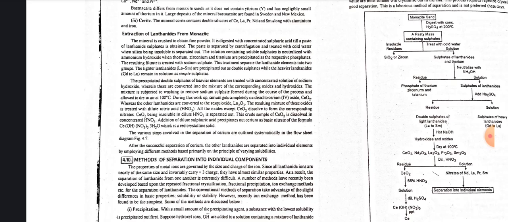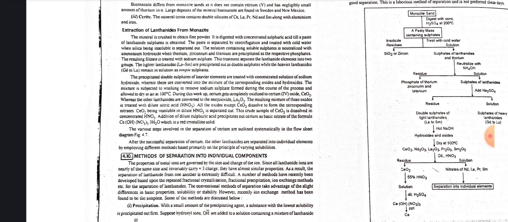Thorium, zirconium, and titanium are precipitated as the respective phosphates, and the precipitated double sulfates of heavy elements are treated with a concentrated solution of sodium hydroxide. Methods of separation of individual components: the properties of metal ions are governed by the size and charge of the ions. Since all lanthanide ions are nearly the same size and inherently carry the same positive charge, they have almost similar properties. As a result, the separation of one lanthanide from another is extremely difficult.